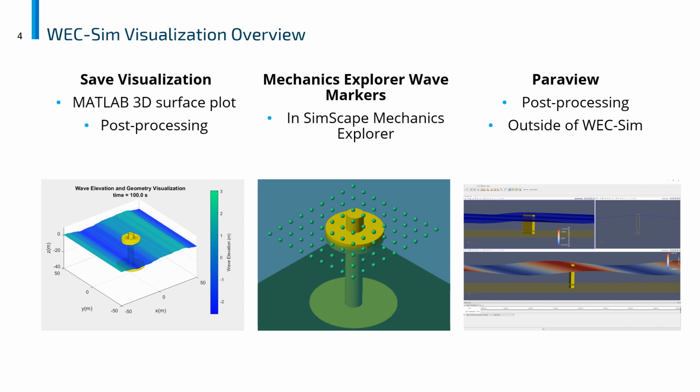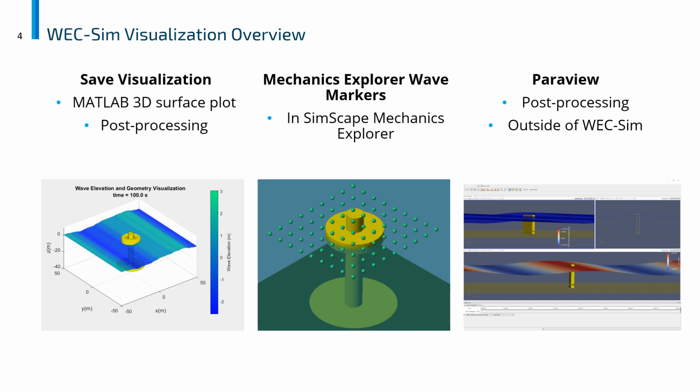The next option is the Mechanics Explorer wave markers. These are specified within the WEC-Sim input file and applied in Simulink, and they show up in the SimScape Mechanics Explorer, so it's kind of an addition to that default SimScape Explorer option, and adds those markers that are shown there.